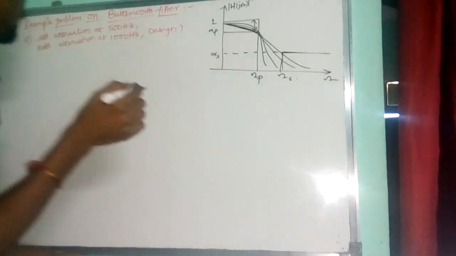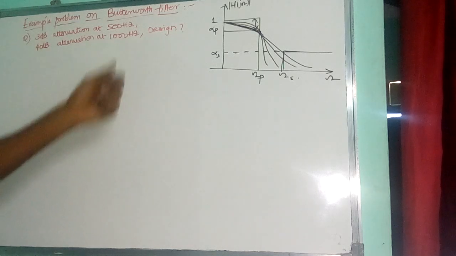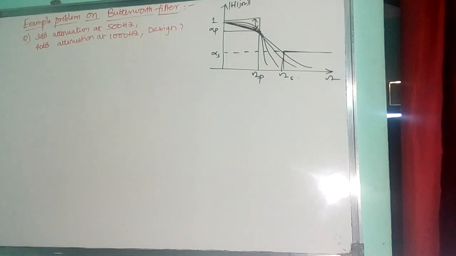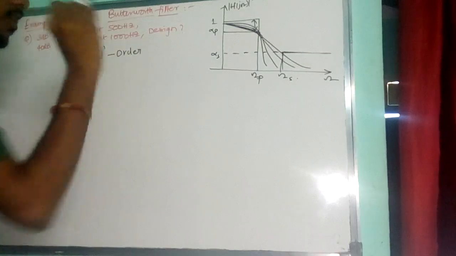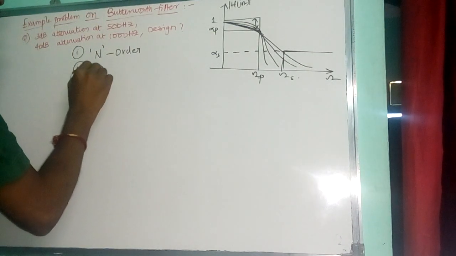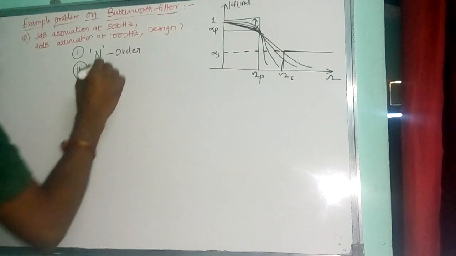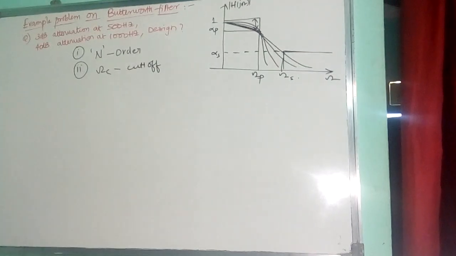Here they have given that 3 dB attenuation at 500 Hz and 40 dB attenuation at 1000 Hz. Design the filter. So whenever they ask us to design a filter, the two important parameters we require to design a filter are: one is order, the second most important parameter is cutoff frequency.